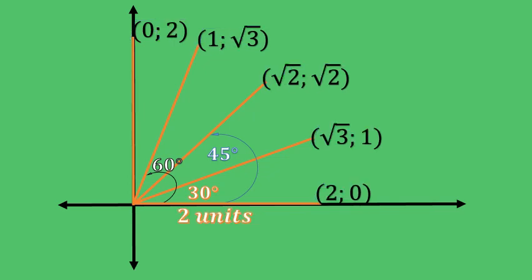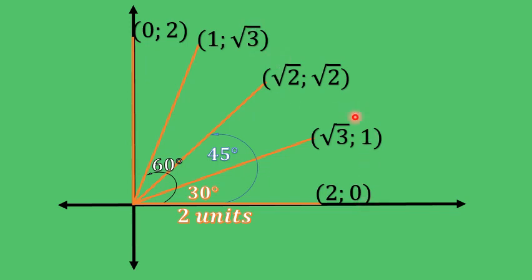I square rooted and simplified each of my answers. Remember, there was a 4 as my y coordinate in the previous slide. Square root of 4 gave me 2. Square root of 0 is just a 0. Square root of 1 is just a 1. And square root of 3 we cannot simplify, so we leave it in what we call surd form.